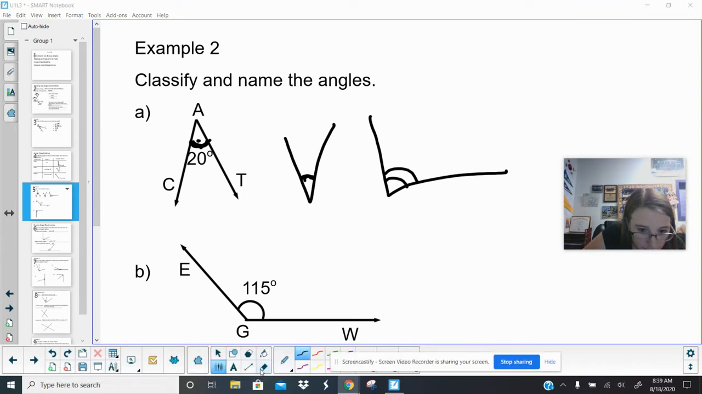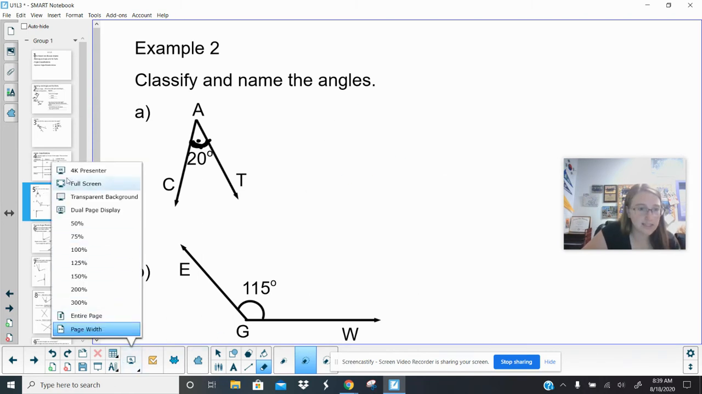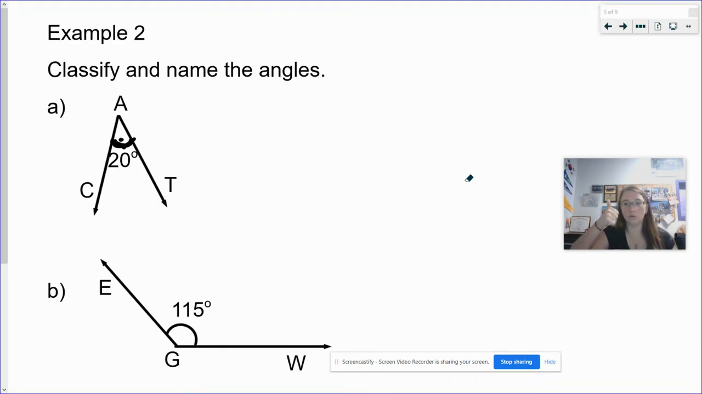Let's talk about classifying this angle now. Okay, so to classify, my options are right, acute, and obtuse. This is 20 degrees. It's a little baby angle. So we would classify this as acute because it is less than 90, still baby angle.